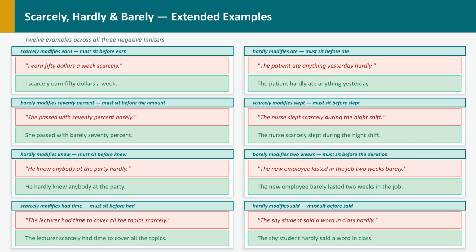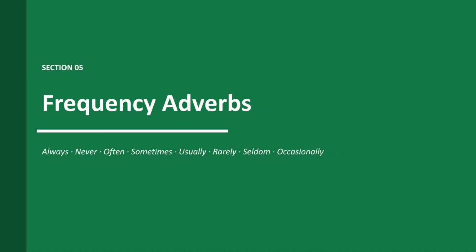In scarcely examples, the adverb must sit before the verb, like "I scarcely earn." Hardly sits before the verb or an indefinite pronoun, such as "the patient hardly ate anything." Barely precedes the verb or quantity, as in "she passed with barely 70%." These extended examples further demonstrate the correct placement of scarcely, hardly, and barely, immediately preceding the word or phrase they modify, ensuring the intended meaning of almost not at all.